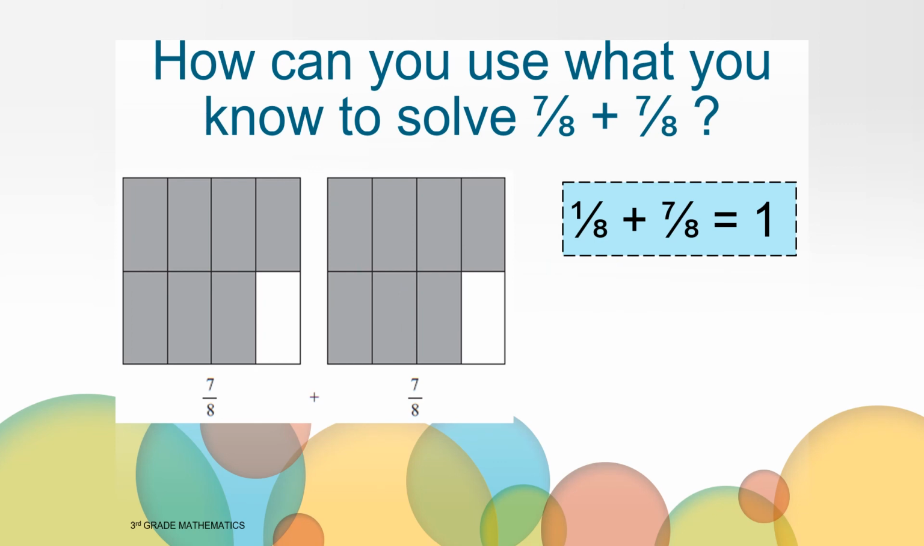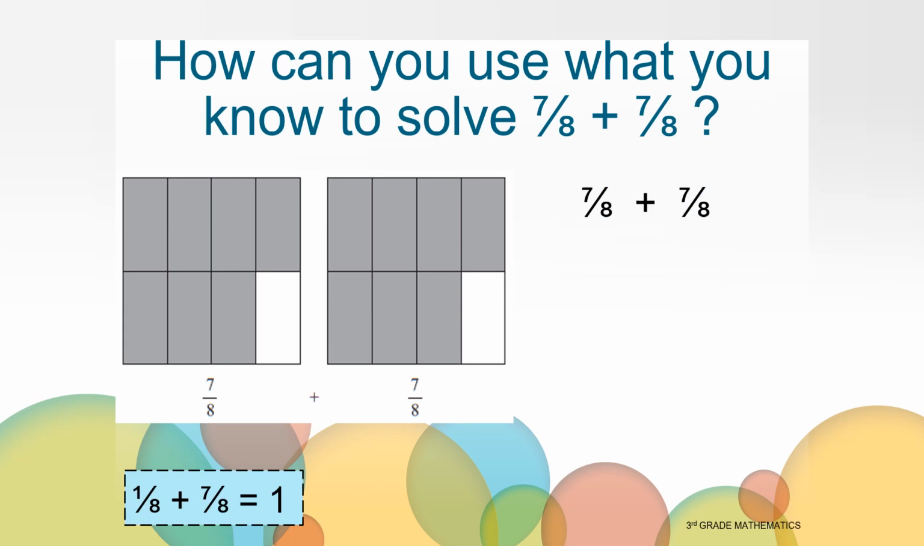Let's do that same kind of thinking for this next one. How can we use 1/8 plus 7/8 equals 1 whole to help us figure out 7/8 plus 7/8? Again, we see that we only need 1/8 to make 7/8 whole. So we can take 1/8 from the second 7/8 and give it to the first 7/8 to make 1 whole.